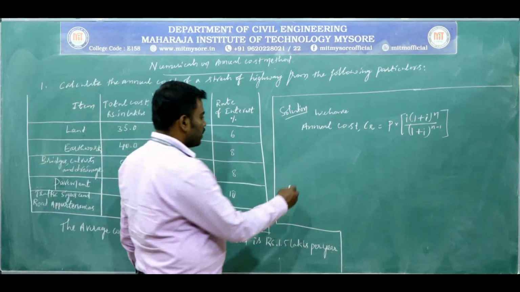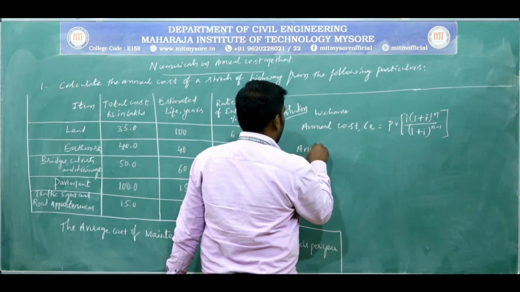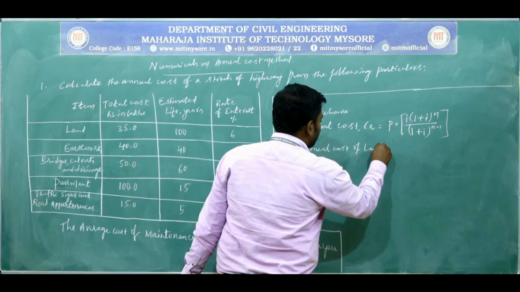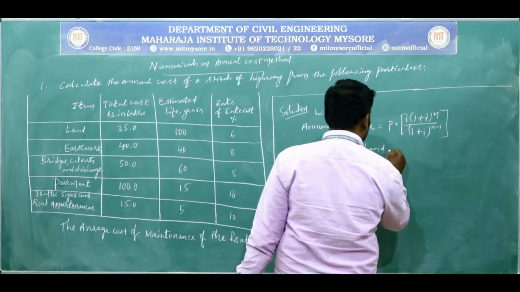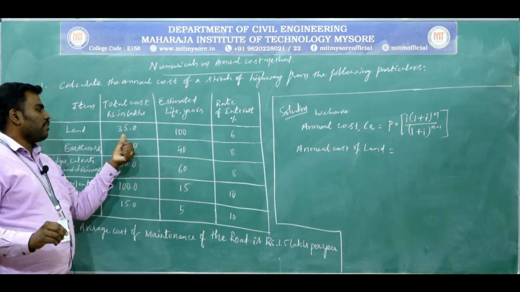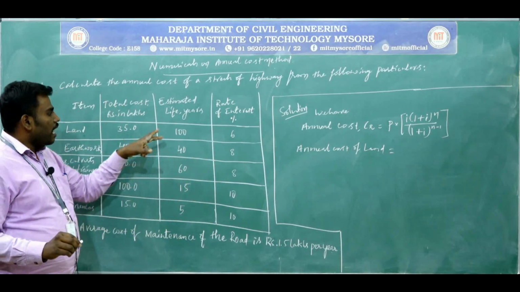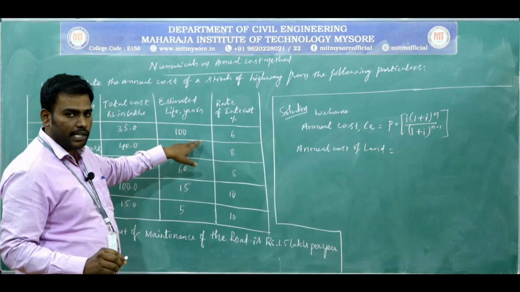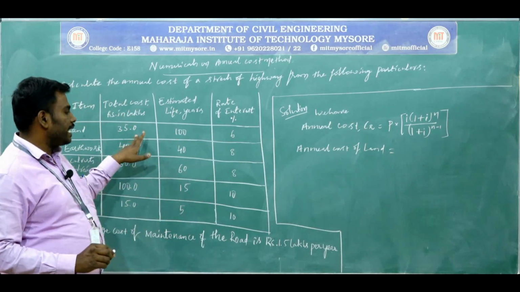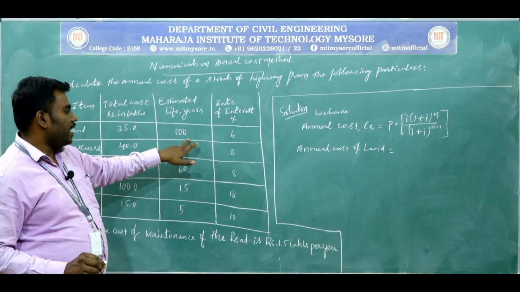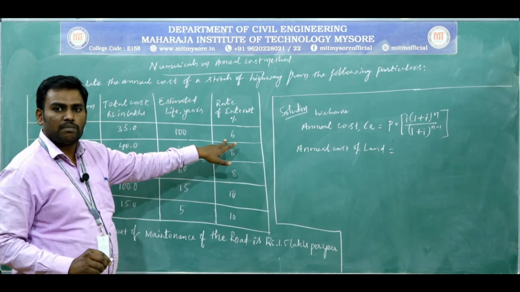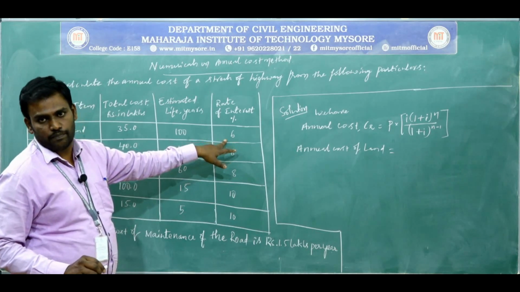First is the annual cost of land. For the land the investment cost is 35 lakhs, estimated life is 100 years and the rate of interest is 6, means P is 35, N is 100 and I is 6%, that is in terms of decimals 0.06.